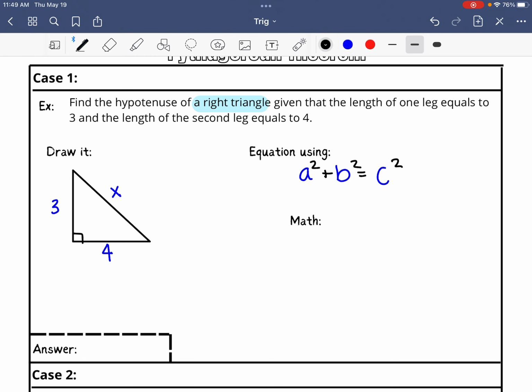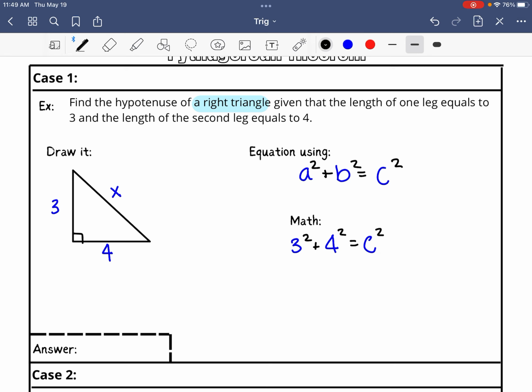So that's the equation I'm using. Now for the math part, I'm going to just plug in my values. So my a is 3 squared. Well, let me write this a little smaller. 3 squared plus 4 squared equals c squared.